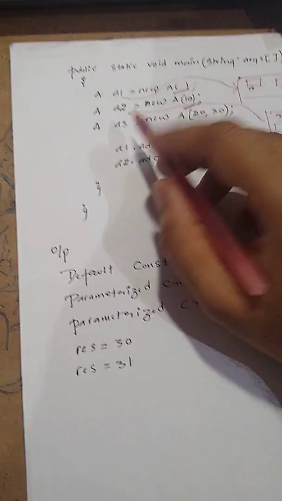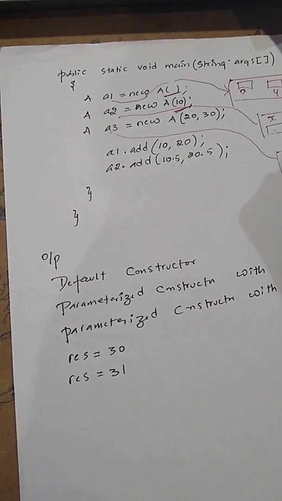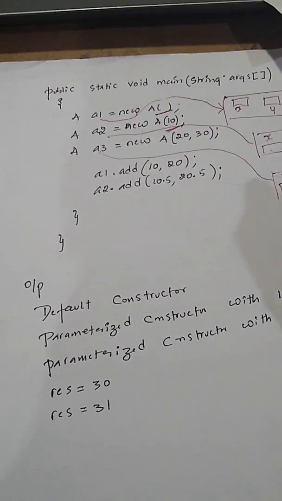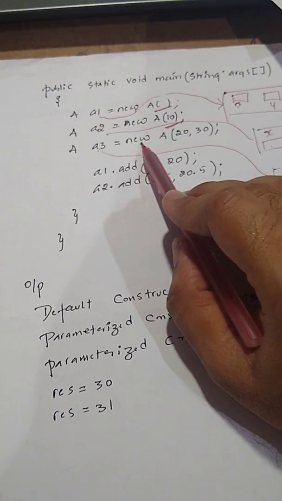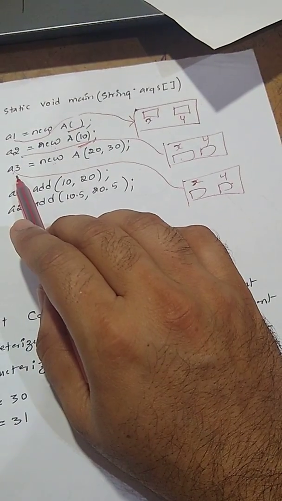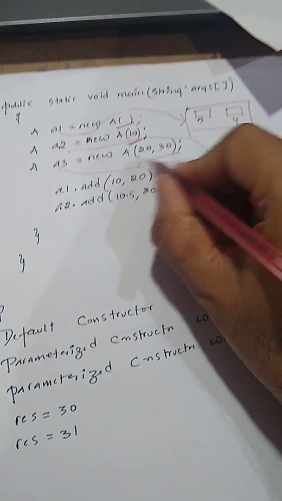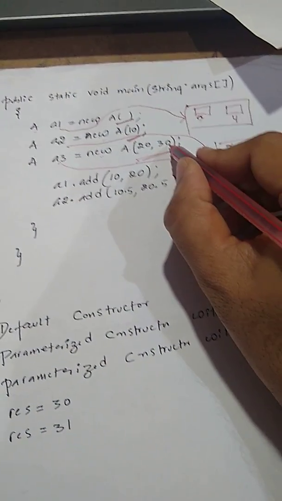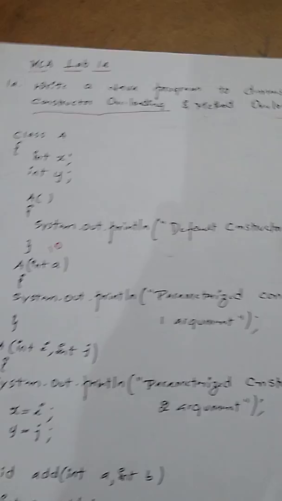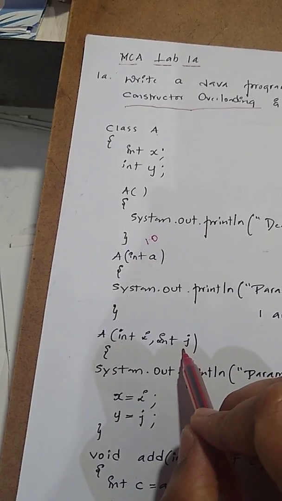Okay, so again we have created one more object, same thing with respect to that one. So first it will allocate space for x as well as y. Once it finds the new operator, it will allocate some space with respect to A3. Now I'm calling the constructor. This one is called constructor calling. Now I'm passing two parameters, 20 and 30. So now which constructor will be called? The constructor with two parameters will be called.